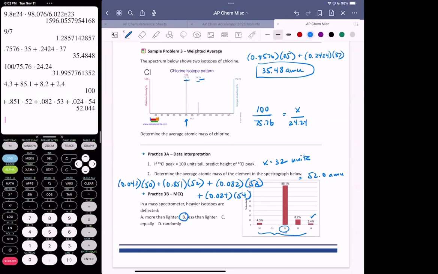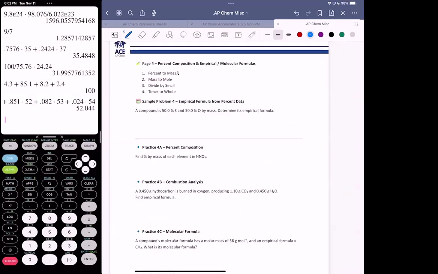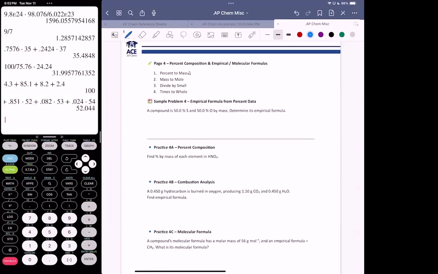Let's move on. Percent composition and empirical and molecular formulas. So here's the little poem. This is how to solve empirical formulas. Percent to mass, mass to mole, divide by small, times to whole. And that's all you have to do to solve these problems.